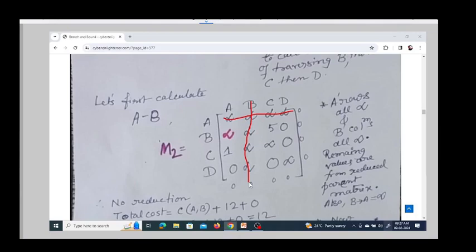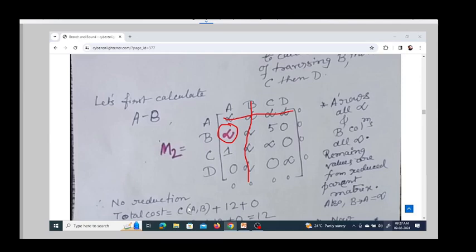Not only that, because you are finding A to B, B to A also will be infinity. That means immediately put B to A also as infinity. It will be heavy cost, reversing back, B to A. These also you change to infinity. Remaining everything will remain the same, as it is in the parent matrix.